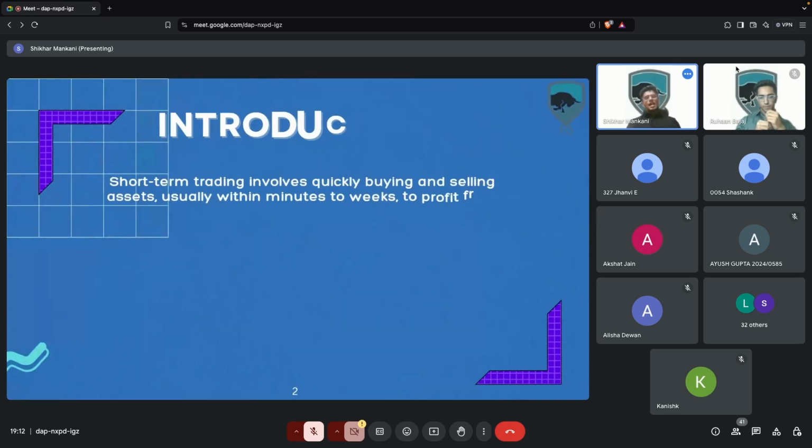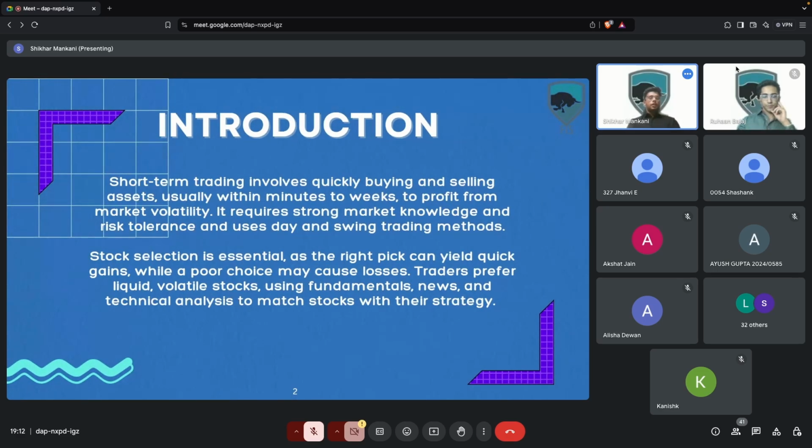So let us start with understanding what is short-term trading. First of all, basically there are two types of trading: long-term trading and short-term trading. Long-term trading is also sometimes considered investing. Long-term trading involves buying and selling securities within a long period of time that can range from months. Theoretically, it says buying and selling securities over a period of 1 year, but it can also vary from 1 to 2 years. Short-term trading involves quickly buying and selling assets and securities.